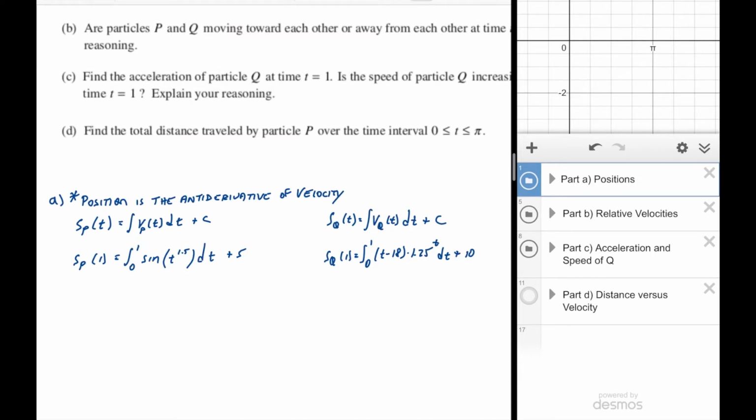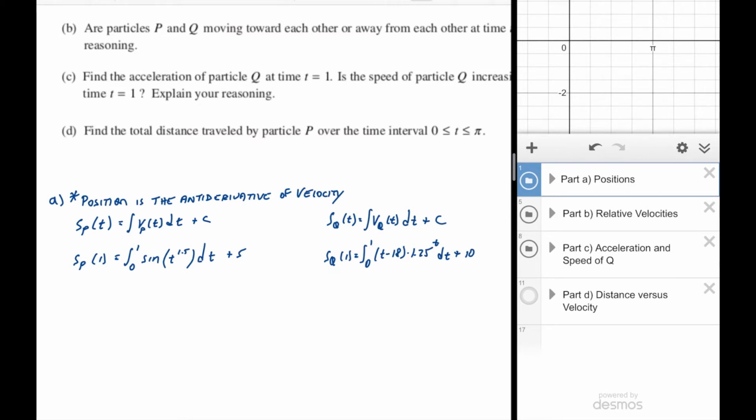We also want to find the position of q at time equals 1. So similarly, over to the right side, we've got our position function. It's going to be the integral from 0 to t of our function plus some constant. So when we evaluate for time equals 1, we're going to take the integral from 0 to 1 of that function, t minus 18 multiplied by 1.5 to the t dt, plus our initial value. So this is our displacement, and then we've got our initial value.